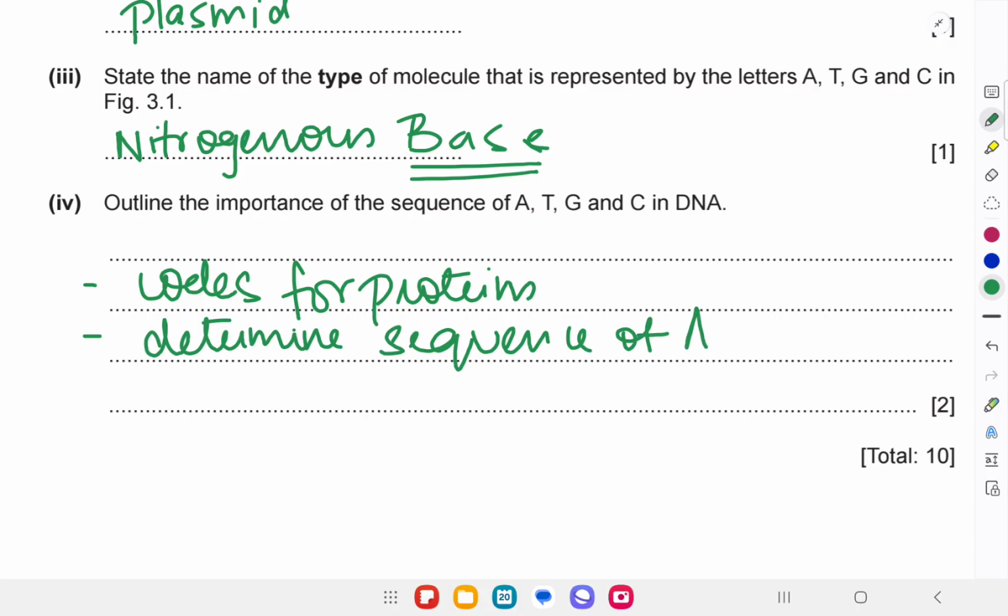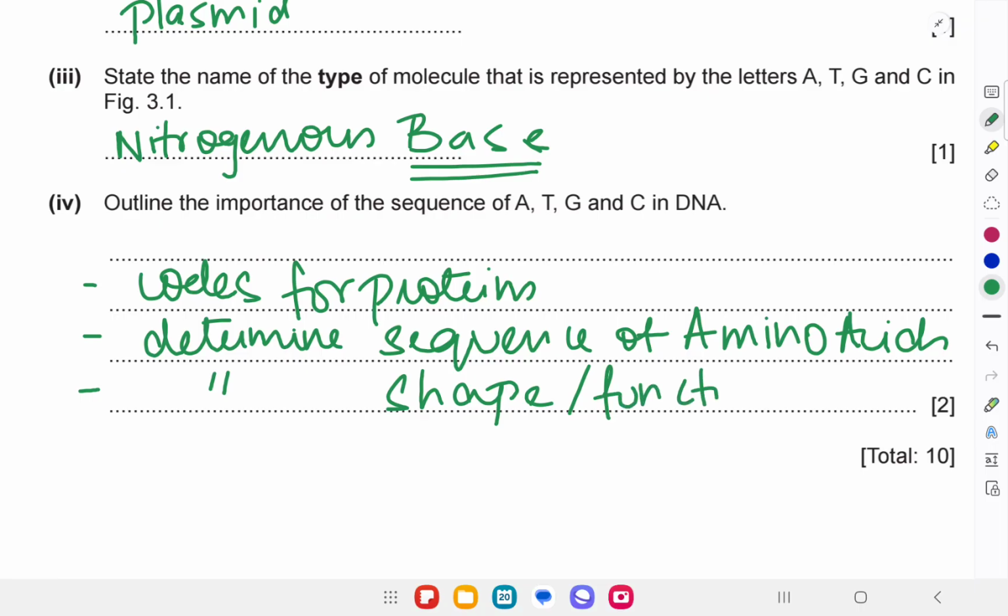Of amino acids, and determines the shape or the function of protein.